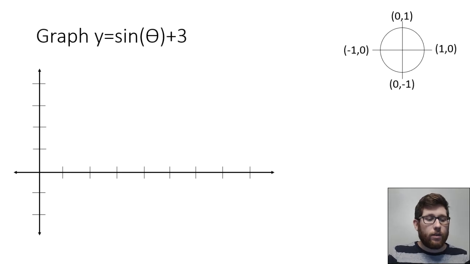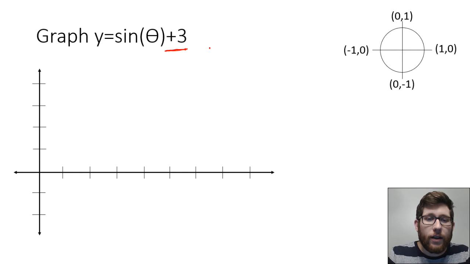So let's take a look at this equation. They want a graph of y equals sine theta plus 3. So this is really similar to just graphing sine. The only difference is this plus 3, right? So what this plus 3 is going to do, and this is actually really simple, is it's just going to move my entire graph up 3.